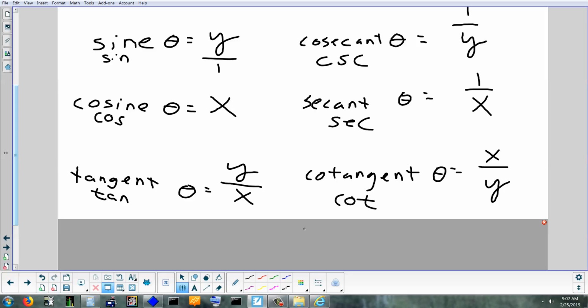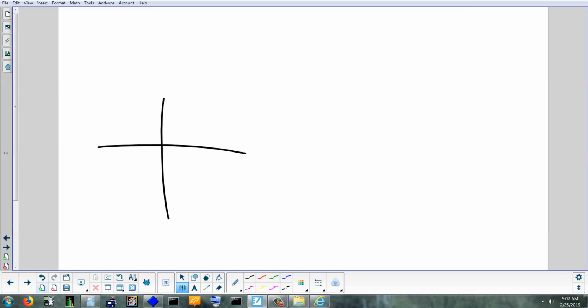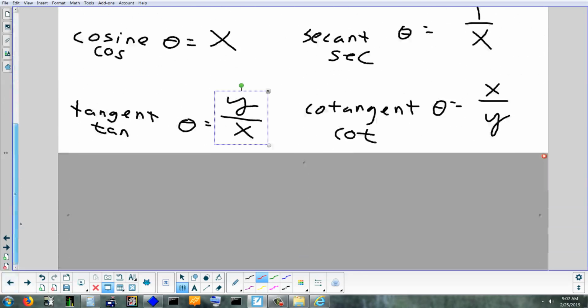So everything here is based off knowing a coordinate. Okay, the x and the y, remember that's going to come from a coordinate. Once you draw your angle, that's what you need to know right there. That's the x and y value you're looking for.